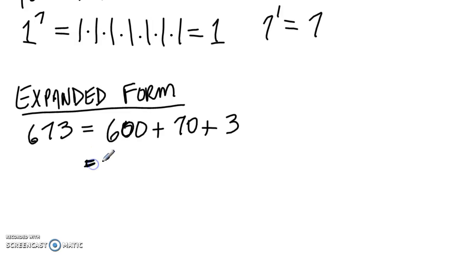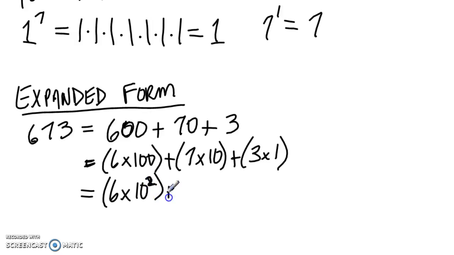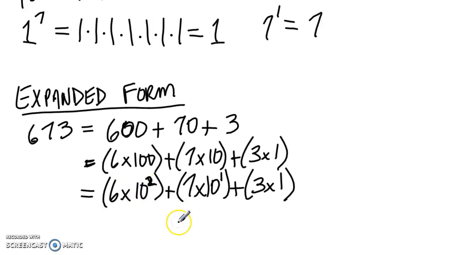When you get to Math Excel, they're going to want a couple more steps before you write your answer. That is 6 times 100 plus 7 times 10 plus 3 times 1. And Math Excel still doesn't want that as your answer because they want 10 squared for that one. They want 10 to the first power here. And then 3 times 1 is good. Okay, this might look like scientific notation right here, but this would be your final answer.